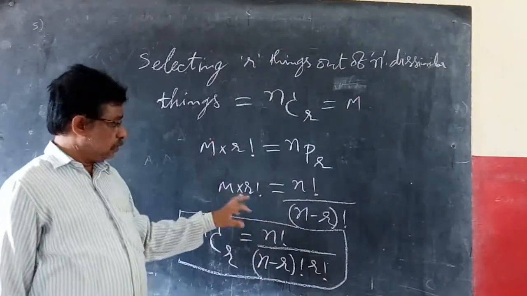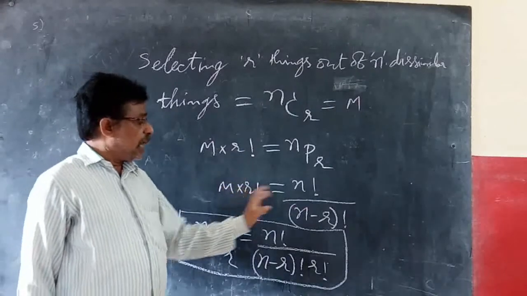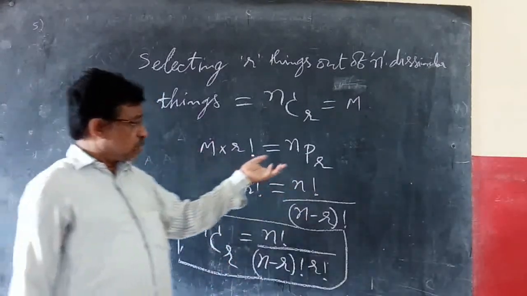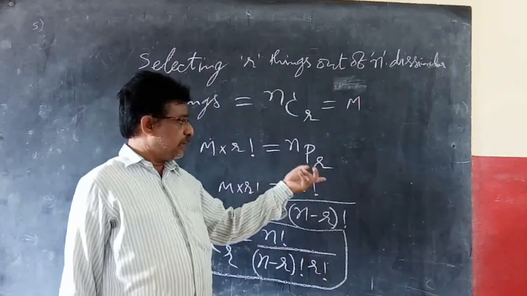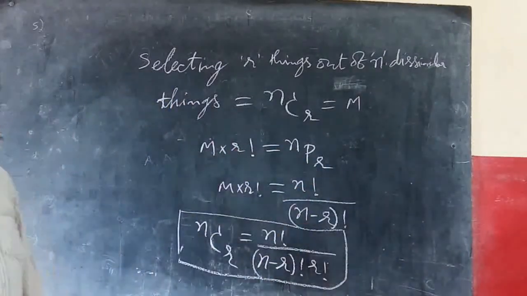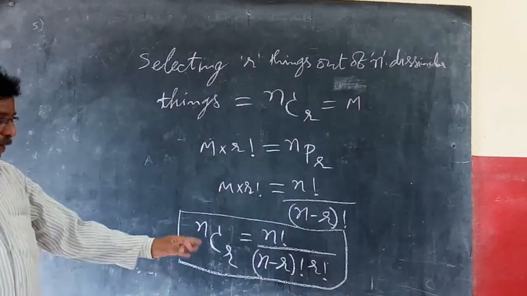If I bring r factorial to that side, it's nothing but m. So selection is nothing but total arrangements by r factorial, which means nPr by r factorial. So nCr equals n factorial by n minus r factorial into r factorial, or nPr by r factorial.